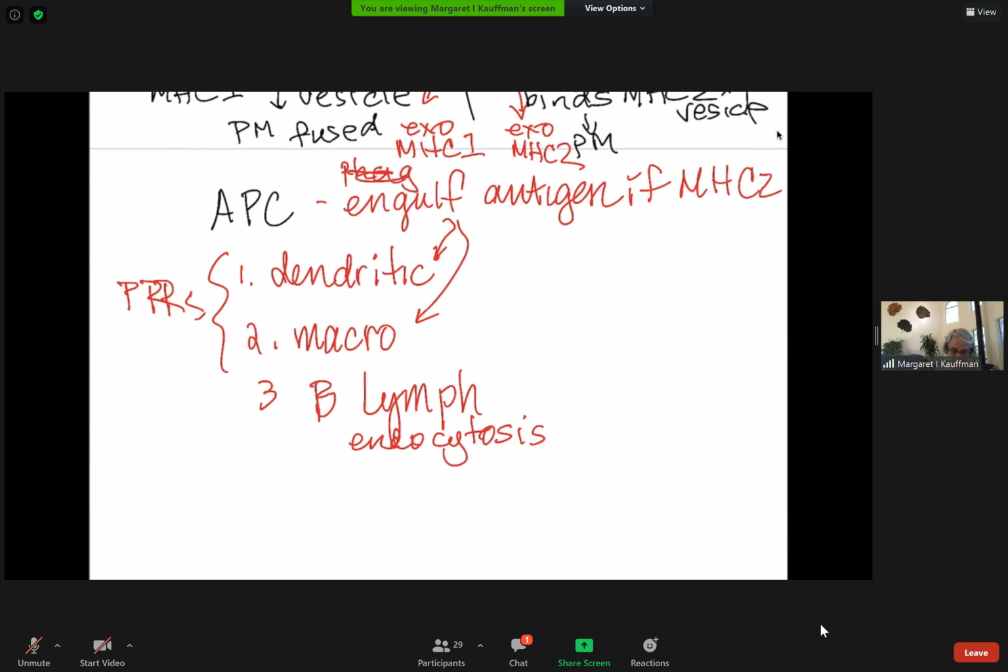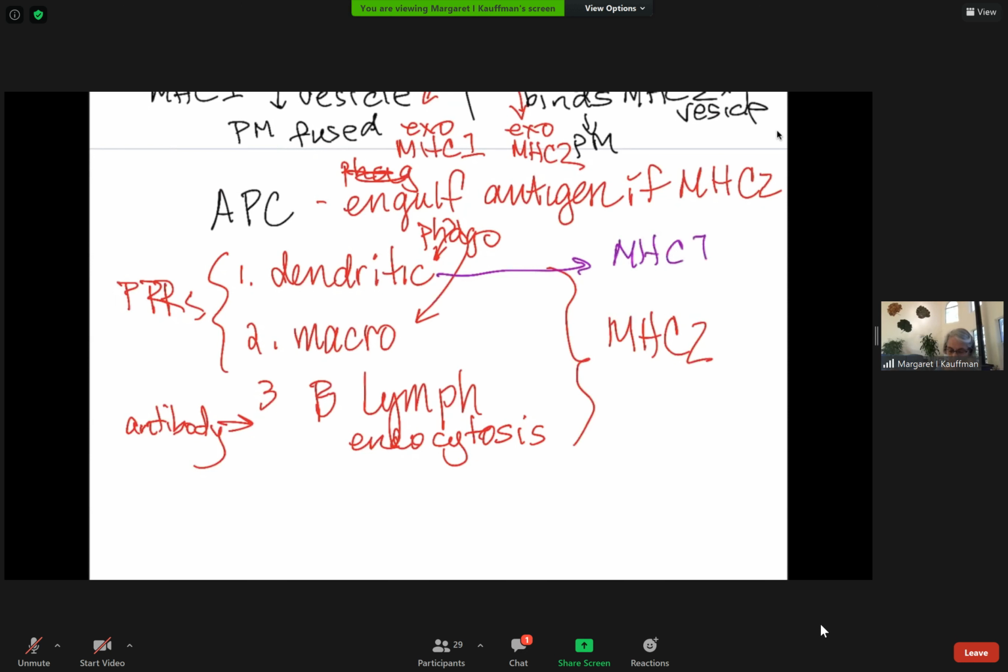Maybe I should have put that over here, phagocytosis. And they use their PRRs binding to PAMPs. This guy is going to use an antibody to know who to bind to and then do endocytosis. And once they do, all of these guys are going to be putting on MHC2. But what did I just say about these guys? They can also load it onto MHC1, right? And MHC2.